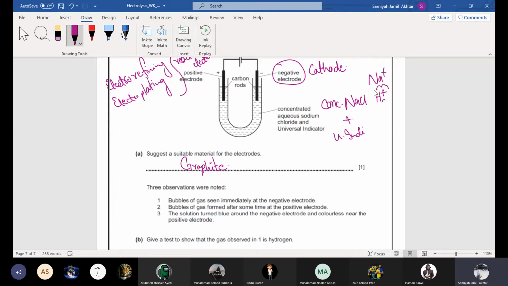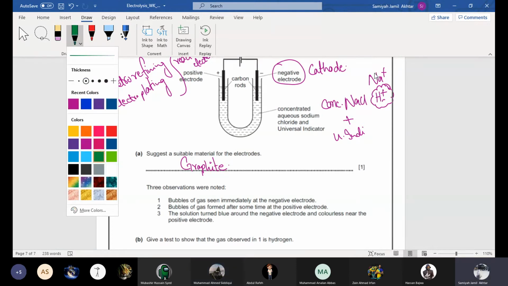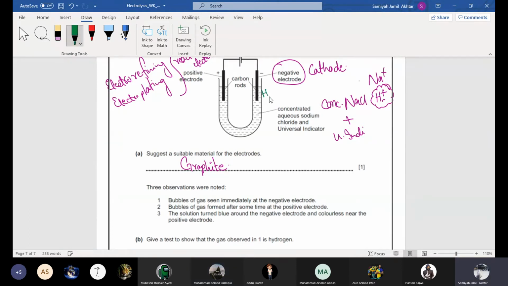Which one will discharge? Hydrogen. Yeah, hydrogen will discharge. So we will see the bubbles of hydrogen gas on the cathode. And on the anode side, the positive side, we have chloride and hydroxide in concentrated solution. So we will see the bubbles of chlorine gas, but they are saying that at the positive electrode they will be seen after some time. And here on the cathode side, the solution turns blue. What will be the reason, boys?